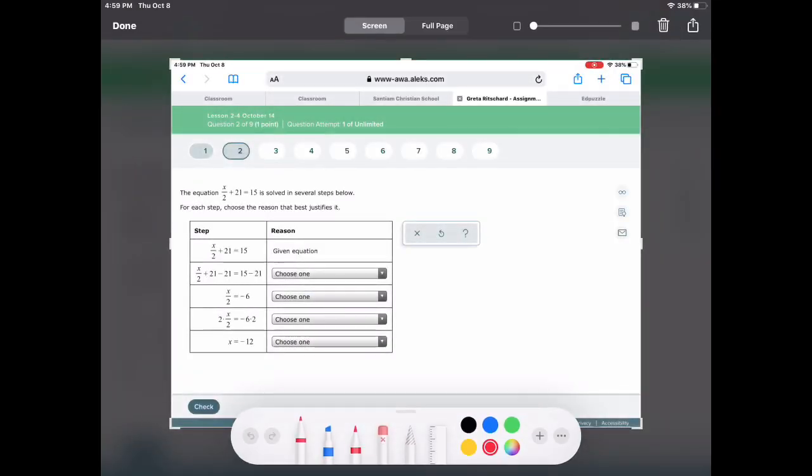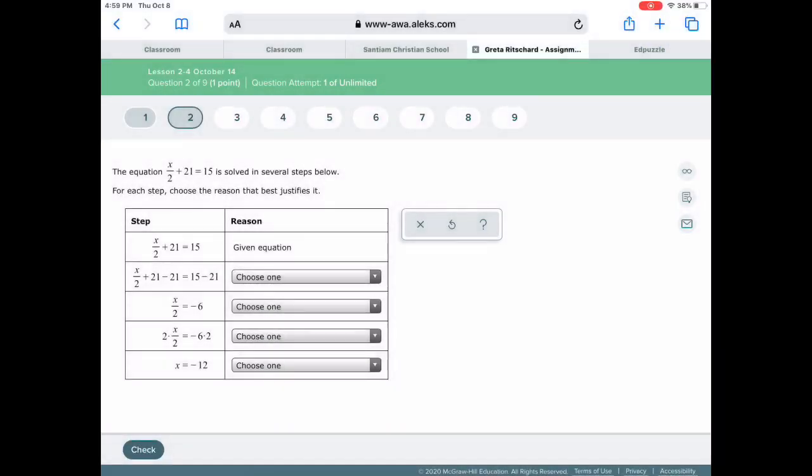All right, so they're just asking me to basically prove what I'm doing here. Actually, I think I might be able to better do this if I don't screenshot it, because we can talk about it. So the first reason is just a given. That just means that x over 2 plus 21 equals 15 is what we started with. You call that a given when you're looking at a proof. This is an algebra proof.